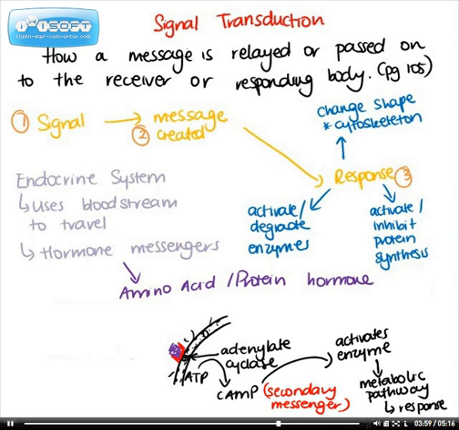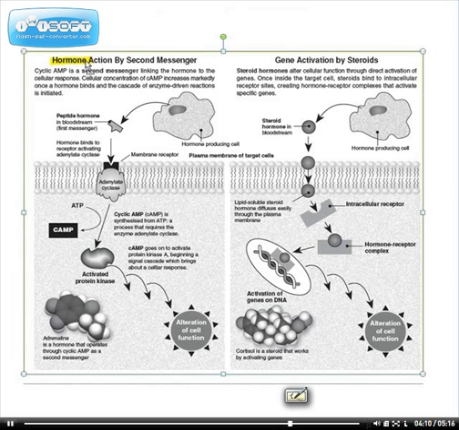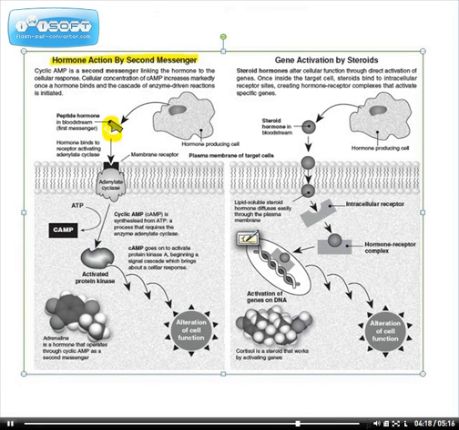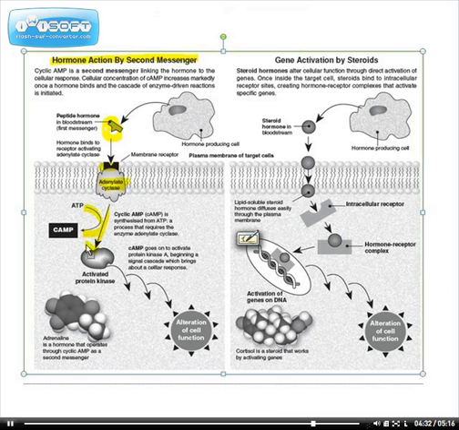Now, if we have a look at one of the examples in the Biozone book, we can actually see side by side the difference in which a protein hormone versus a steroid hormone activates signal transduction. If we look at the first one, hormone action by a secondary messenger, you see here that we have the peptide hormone, which is an amino acid or protein-based hormone, bind to its receptor on the membrane, initiating adenylate cyclase that then converts ATP into cAMP. This then generates a response in protein kinase, which is inactive up until this point. Protein kinase is a type of enzyme. Therefore, we then get an alteration of the cell function through either a metabolic pathway starting or stopping.